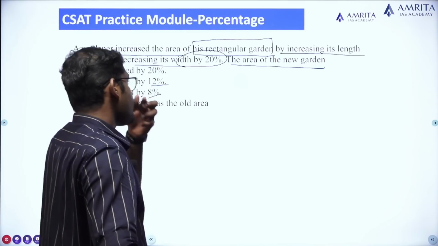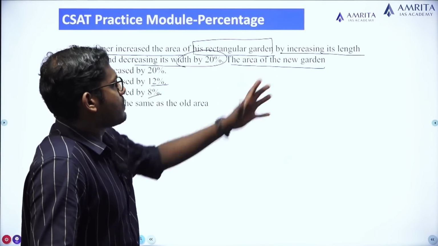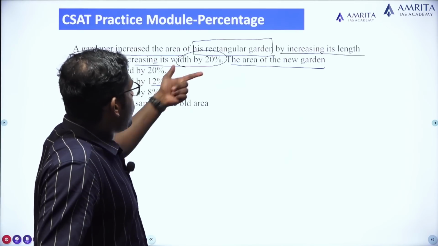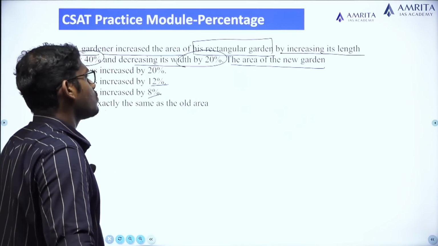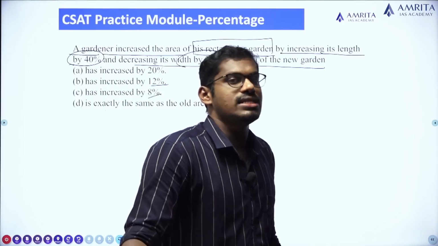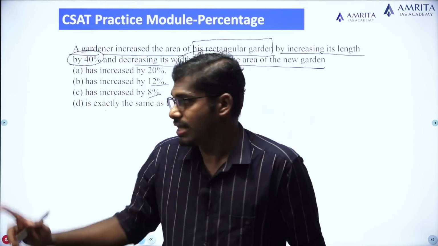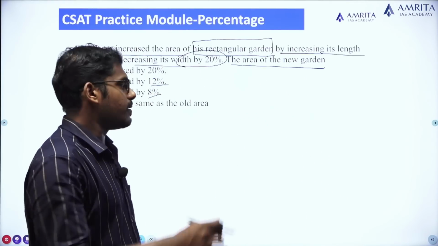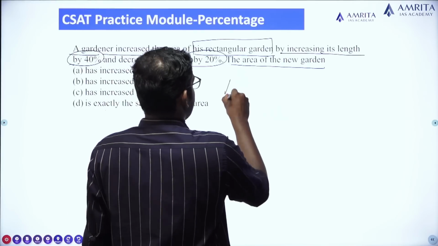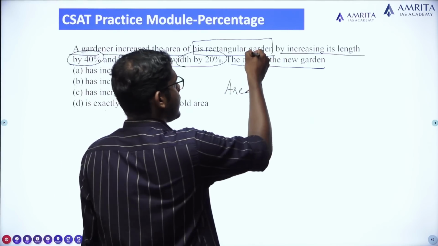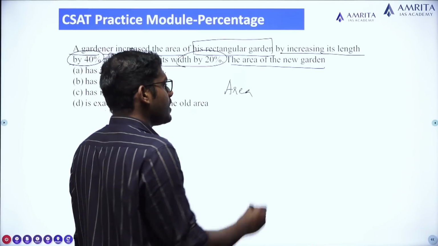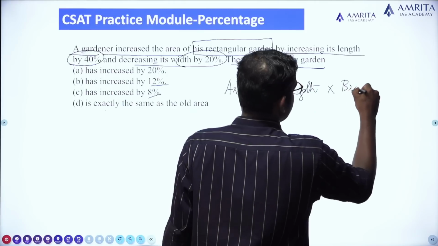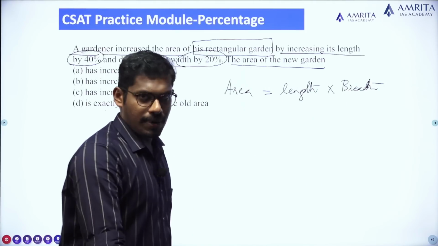Let's look. Okay, so the shape of the garden is a rectangle, its length is increased by 40% and its width is decreased by 20%. So we have to calculate the relative change in the area of the garden, whether there is any change or not, and if there is any change, what it is. Clear? Okay. Since the garden is a rectangular shape, the area of the garden will be the product of length and breadth.